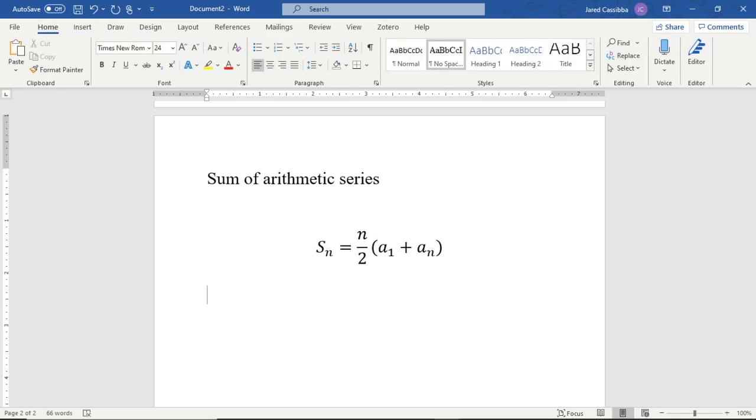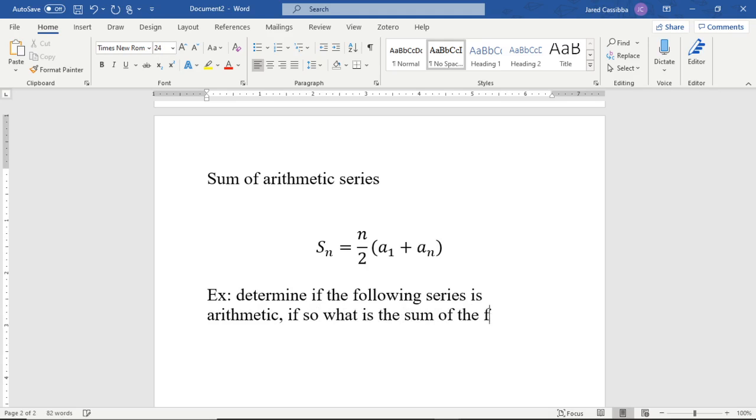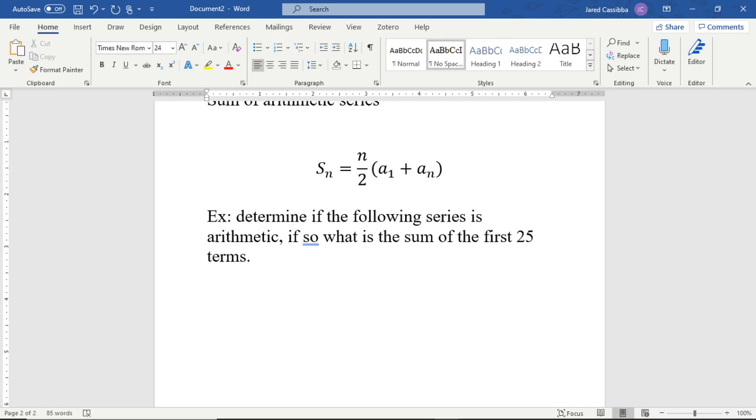This will involve a couple steps, but let's write our own example. Determine if the following series is arithmetic. If so, what is the sum of the first 25 terms? So we have some stuff to write down. I'm going to get our list here. Let's go 2, 4, 6, 8, and so on.